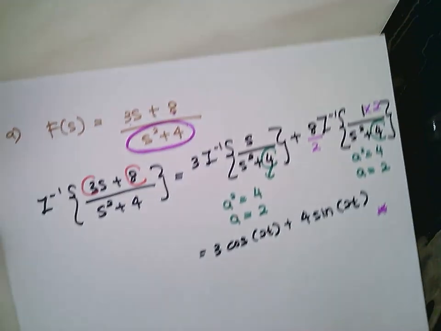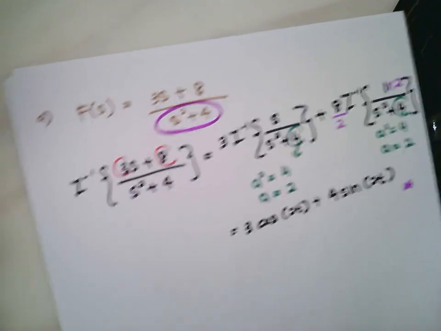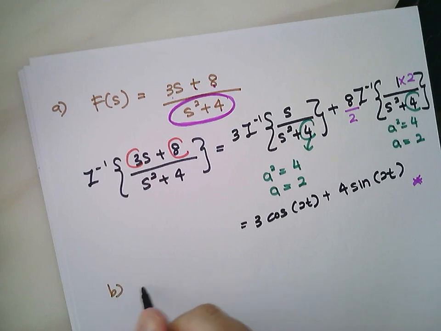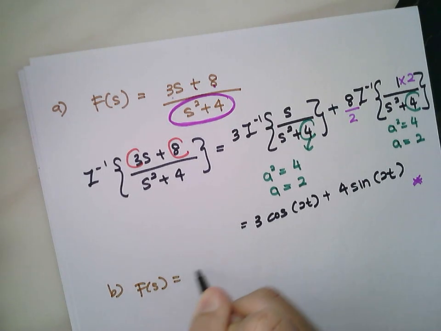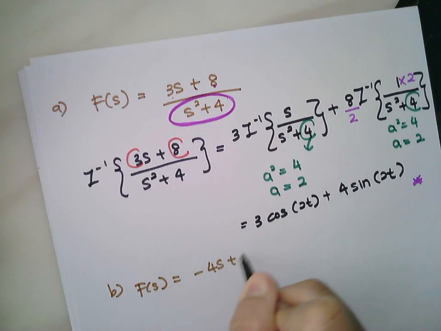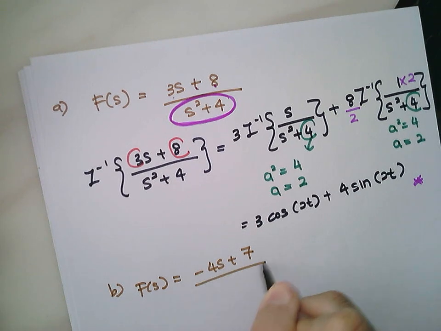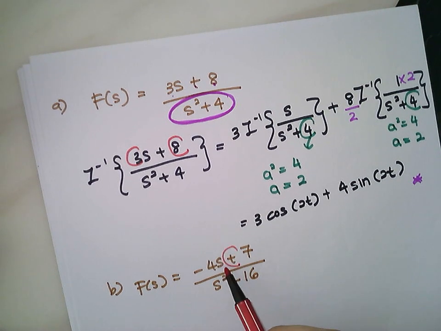Now let's take a look at the second example. Say you have F(s) equals negative 4s plus 7 over s squared minus 16. So again here you need to apply linearity properties because of the plus here. So you know that you will have two functions.